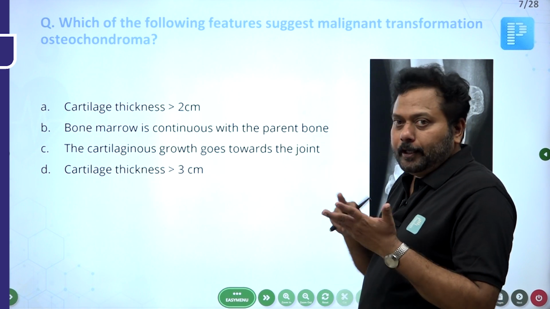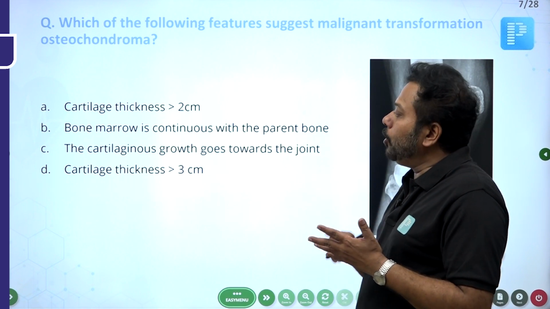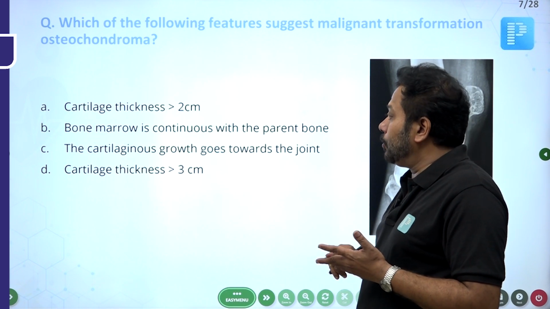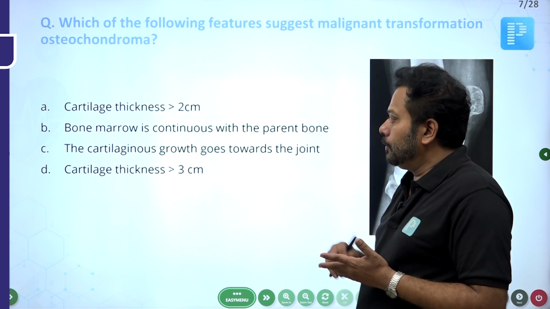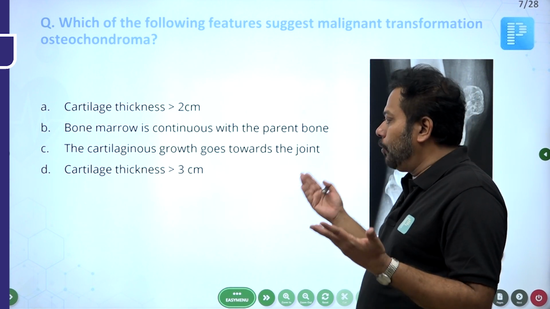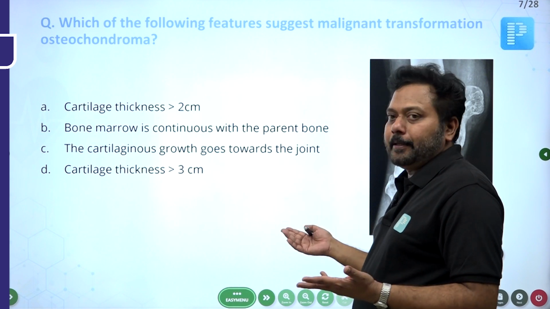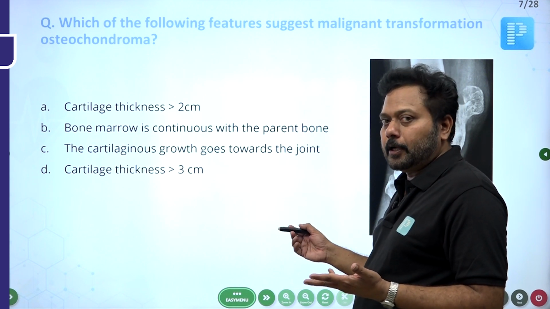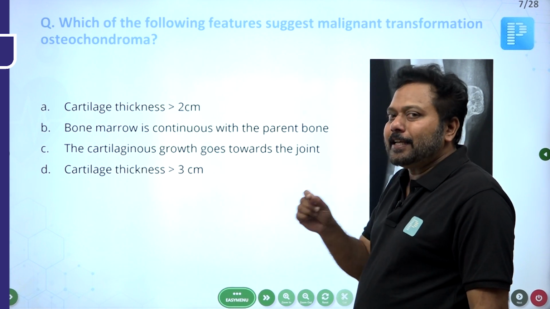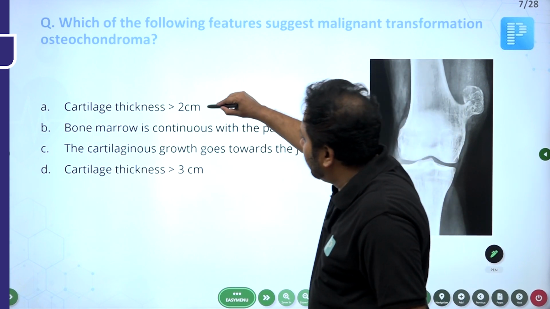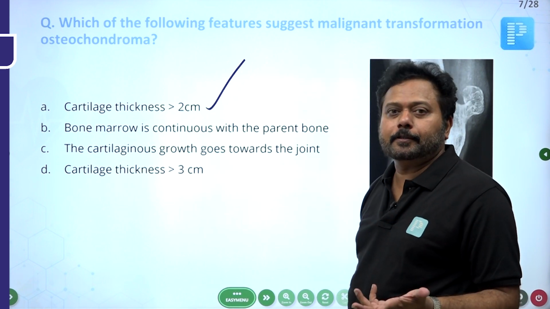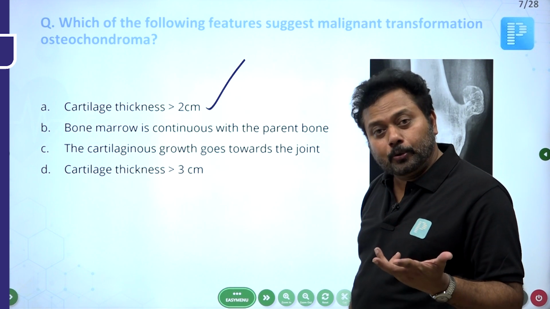Four choices they had given. Cartilage thickness more than 2 centimeters. Bone marrow is continuous with the parent bone. The cartilaginous growth goes towards the joint. The cartilaginous growth is going away from the joint. And cartilage thickness more than 3 centimeters. This is what is given in the choices. Of the 4 choices, the one feature that highly suggests malignant transformation is cartilage thickness more than 2 centimeters.